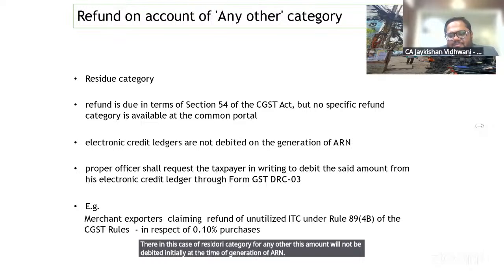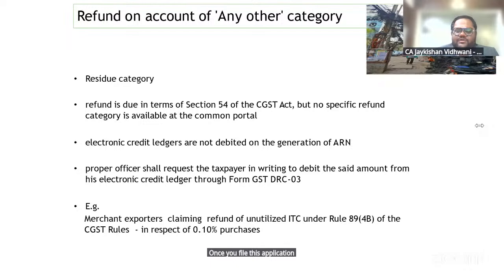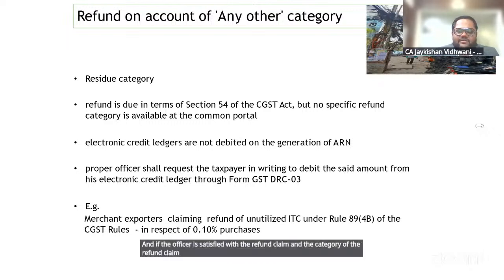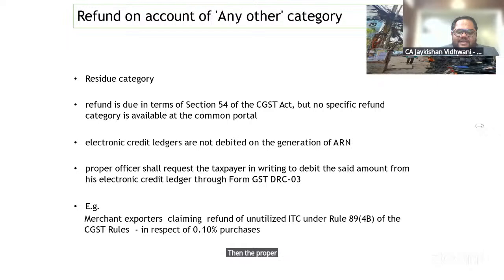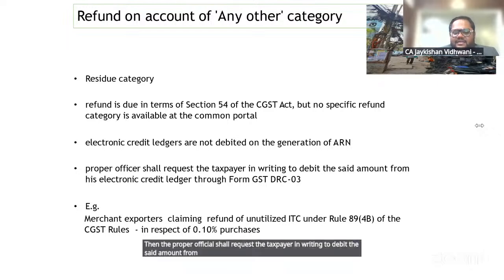Once you file this application, it goes into the portal of the officer. If the officer is satisfied with the refund claim, the category of the refund claim and your eligibility for the claim, then the proper officer shall request the taxpayer in writing to debit the said amount from his electronic credit ledger and submit the DRC-03.